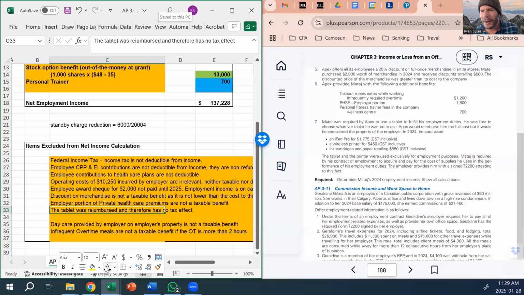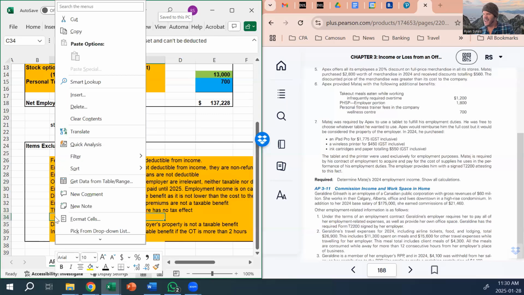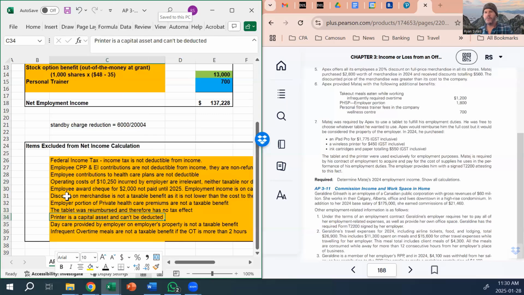And even if they did require him to buy a printer, it's a capital asset. It's not deductible by an employee. Employees can take CCA in respect of possibly three types of capital assets if they're required to purchase them by their employer: automobiles, aircraft, and musical instruments. This is none of those things. It's a printer. So basically, he just spent 450 bucks on a printer. It doesn't affect his income. It's a personal purchase, period. I think. No, I don't think. I know, right? I don't think you know either. Smart. So the printer's a capital asset and can't be deducted.